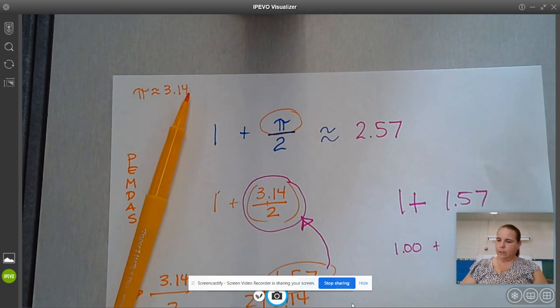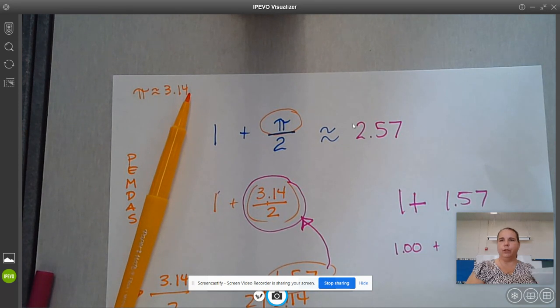Let me show you a couple other kind of unusual expressions.